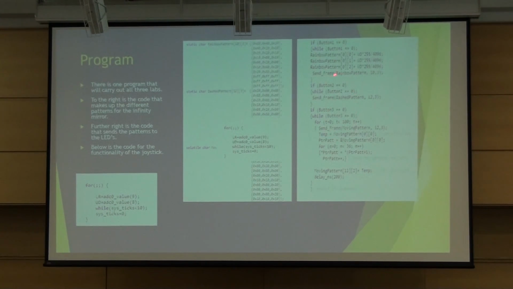Over here, this is how you turn on each of the different types of patterns here. So each one of these is a different pattern. And so each one of these buttons controls each one of these patterns, which one goes on. And over here, this is for the joystick. Very short, very simple.